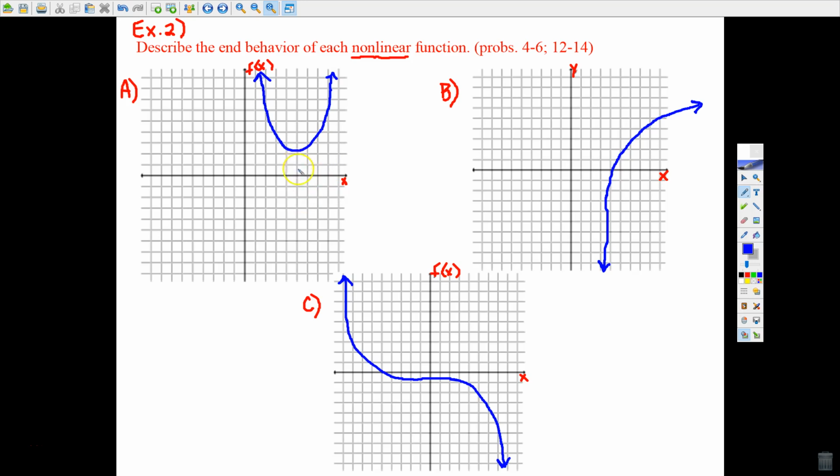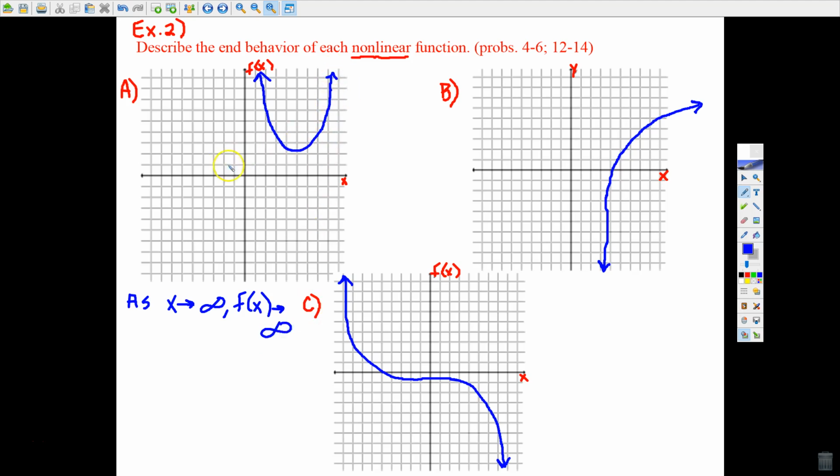So if you want to, you can kind of split this down the middle, and let's start with as the values for x approach positive infinity. My inputs just keep getting bigger and bigger and bigger. Well, can you tell by the right end of this where this function's going? It's going forever and ever to positive infinity.